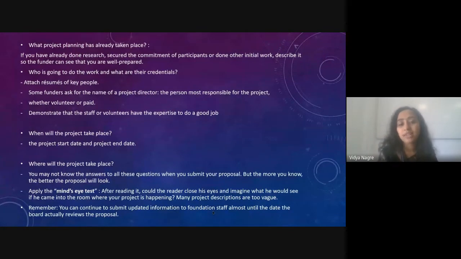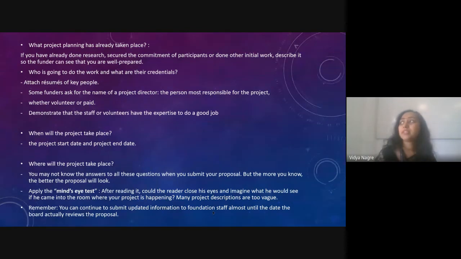Nobody will have that much time to scrutinize that. There might be some minor employees like some helpers or labourers or something like that. But attach the resumes of the key people like director, manager, team leader, and so on. Some funders ask for the name of the project director, the person most responsible for the project.